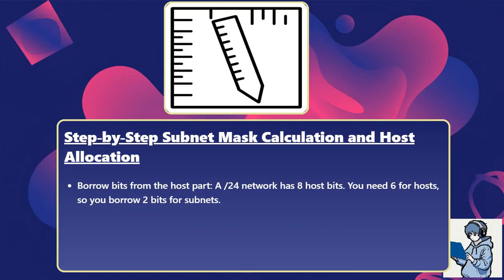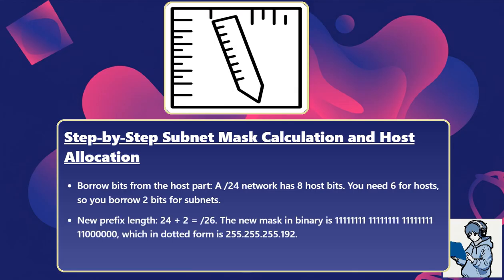Borrow bits from the host part. A /24 network has 8 host bits. You need 6 for hosts, so you borrow 2 bits for subnets. New prefix length: 24 + 2 = /26. The new mask in binary is 11111111 repeated 3 times followed by 11000000, which in dotted form is 255.255.255.192. Calculate subnets. Each subnet size equals 2^6 = 64 addresses.